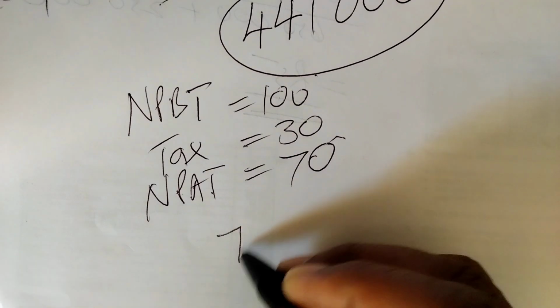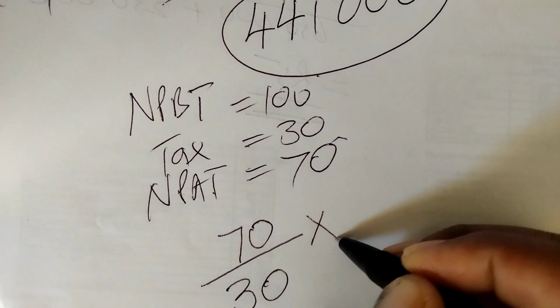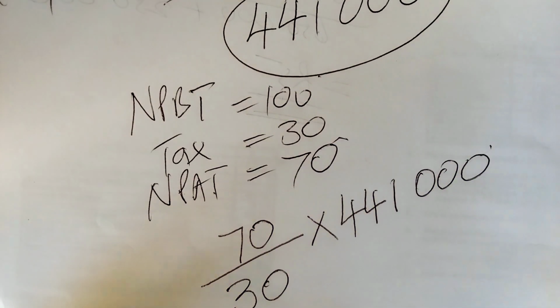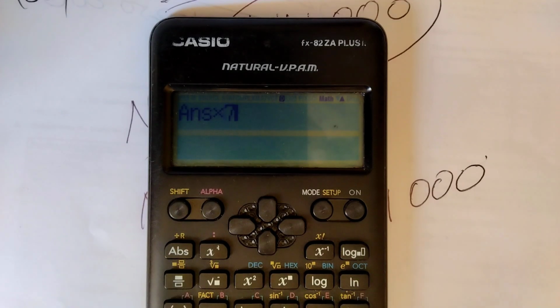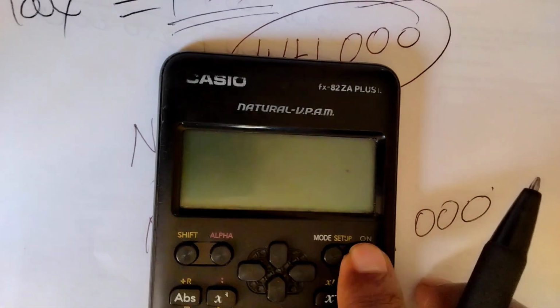What we want is 70. What are we provided with? 30 times 441. And then that will give you times 70 over 30. That will give you 1,029,000 as your net profit after tax.